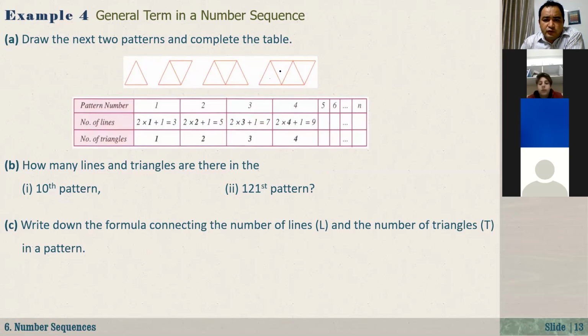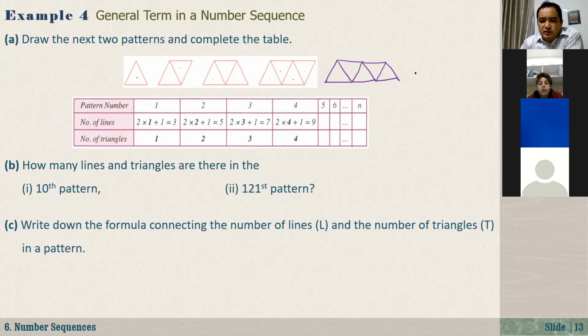Maybe here we have 1, 2, 3, 4. In the first one, we have one triangle. In the second one, two triangles. In the third one, 3. Fourth one, 4. And the next one, we will have 5 triangles, right? Here, something like this. 1. And here we have 2. And here we have 3. And here we have 4. And here we have 5, right?